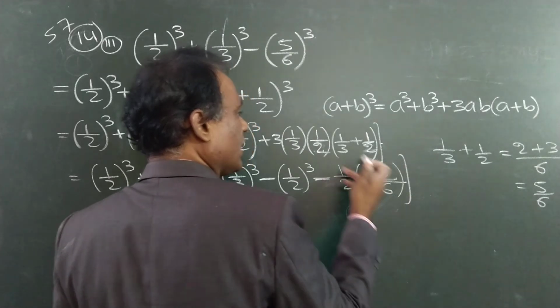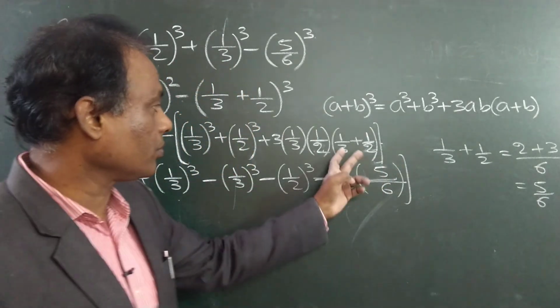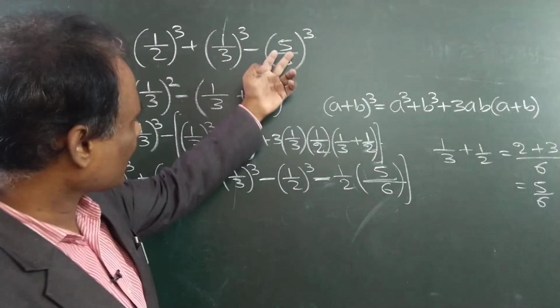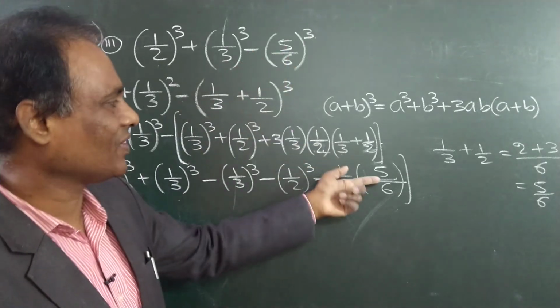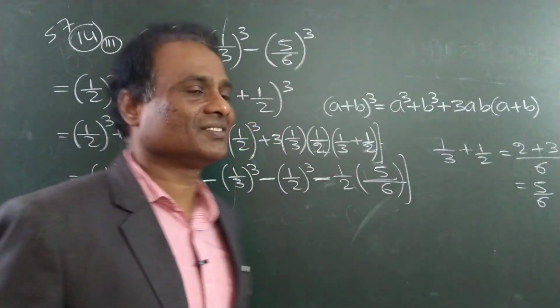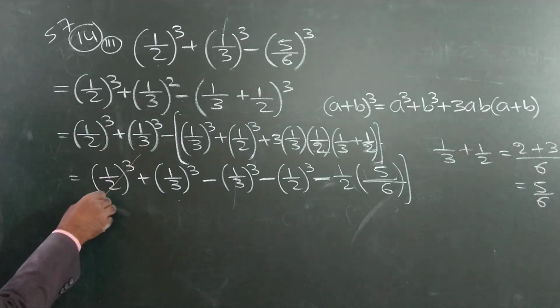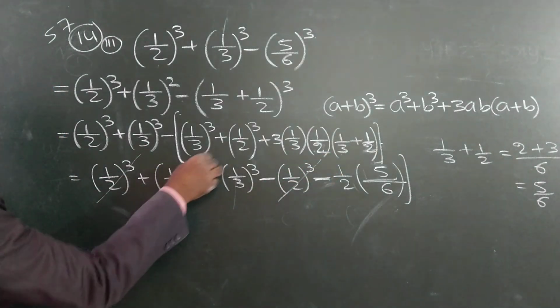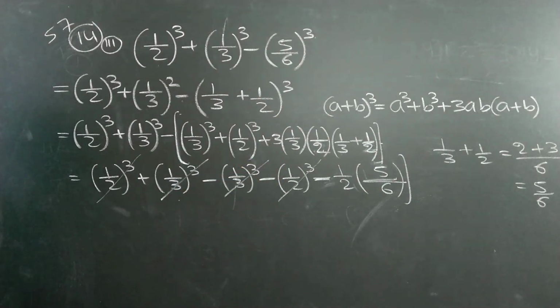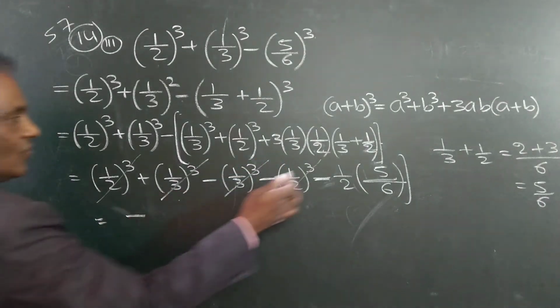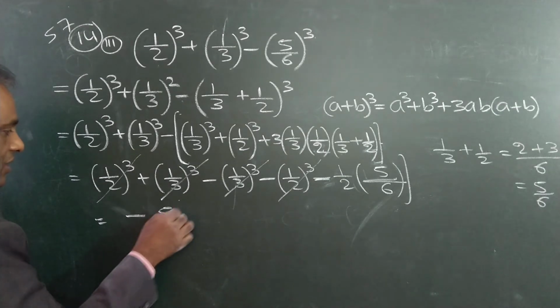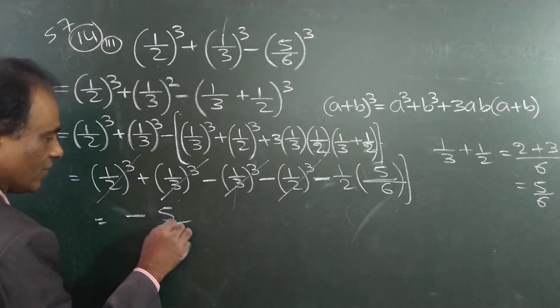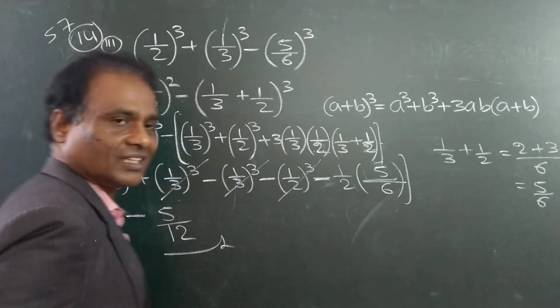Don't get confused about how we got 1 by 3 plus 1 by 2 as 5 by 6. Same, that only is written like this. The same is nothing but 5 by 6. Again I have explained. 1 by 2 whole cube plus 1 by 2 whole cube minus. 1 by 3 whole cube plus 1 by 3 whole cube minus. 1 into 5, 5. 2 into 6, 12. That's all.